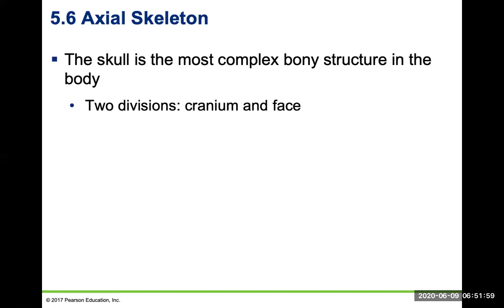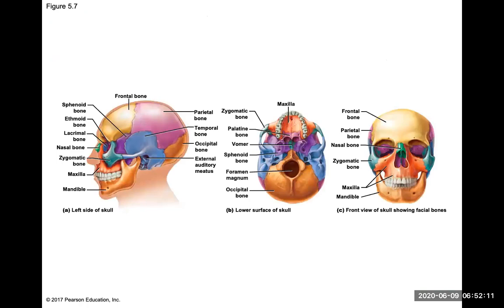The skull is the most complex bony structure in the body, and if you ever make it all the way through anatomy, you'll really learn to appreciate all the bones of the skull when you memorize them. There are two divisions, the cranial and facial bones of the skull. The cranial bones make up the parts of the skull that surround the brain, and the facial bones make up the bones in the anterior side of the skull that make up your facial structures and facial features.